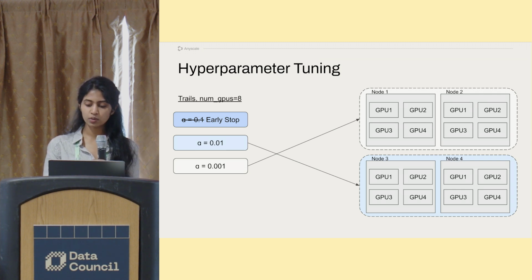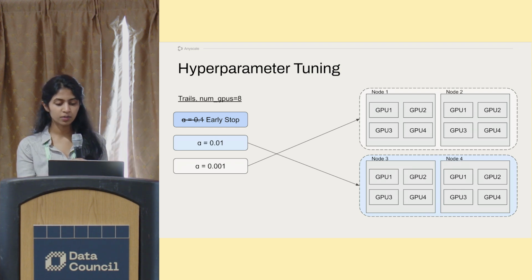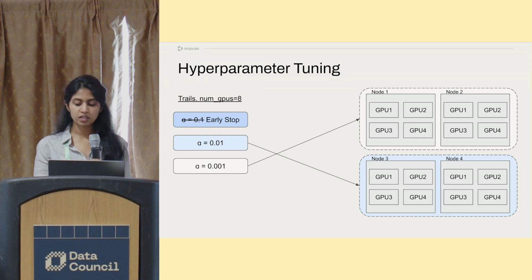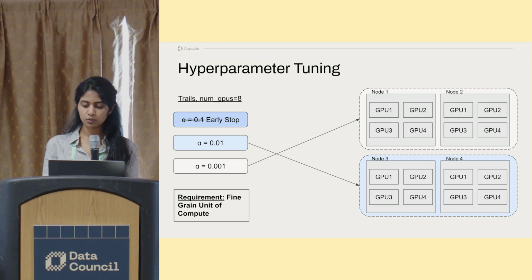And resources required for each trial may not neatly correspond to the resources on a node. So in this example, we see each trial mapping to 2 different nodes. And in more complicated cases, the different trials could have different resource requirements altogether. So to effectively perform hyperparameter tuning, the system must also be able to treat each trial as a fine-grained unit of compute.